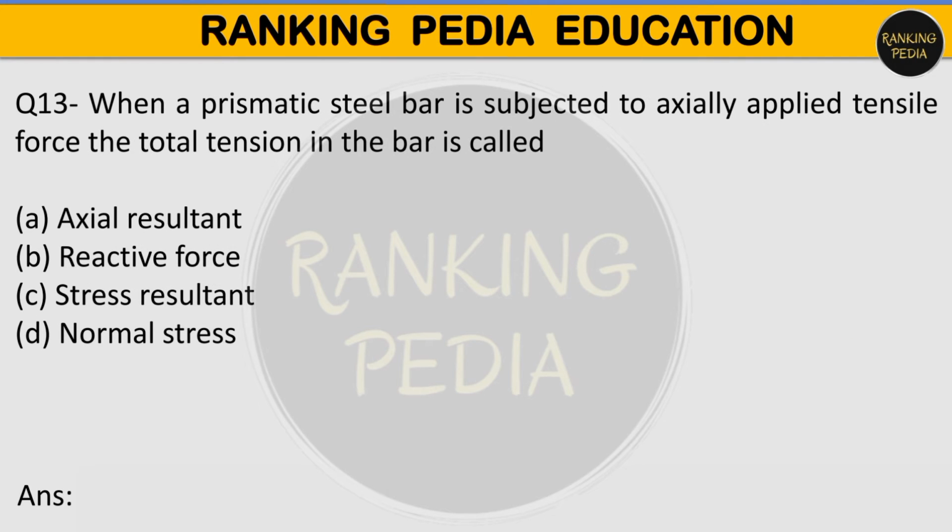Next question is, when a prismatic steel bar is subjected to axially applied tensile force, the total tension in the bar is called, your options are axial resultant, reactive force, stress resultant or normal stress. So when a prismatic bar is subjected to axially applied tensile force, the total tension in the bar is called your axial resultant. Option number A is correct.